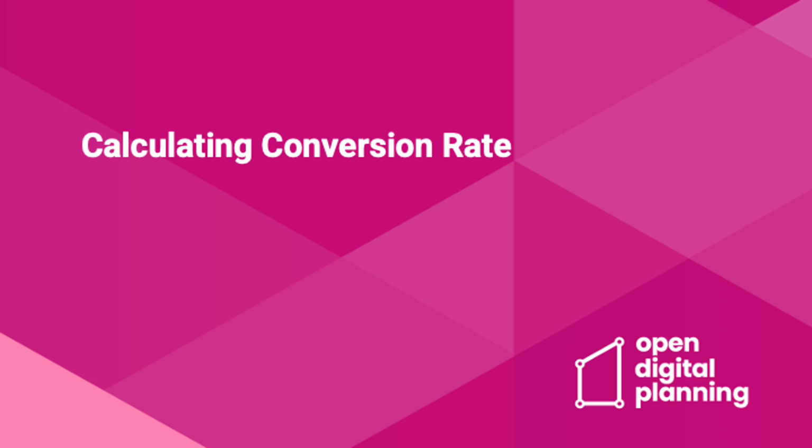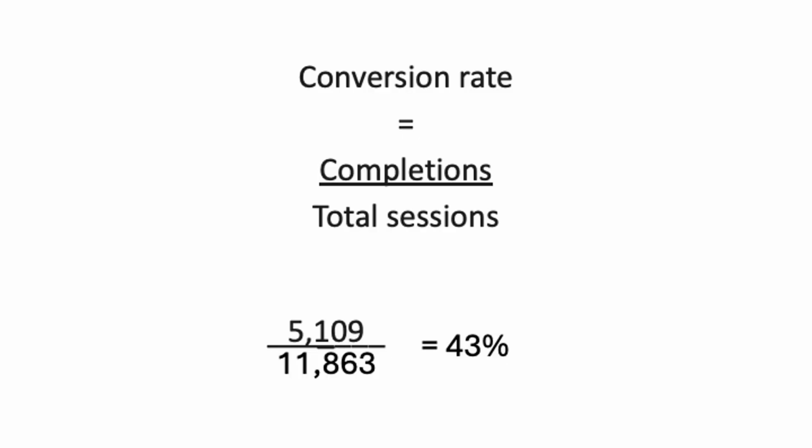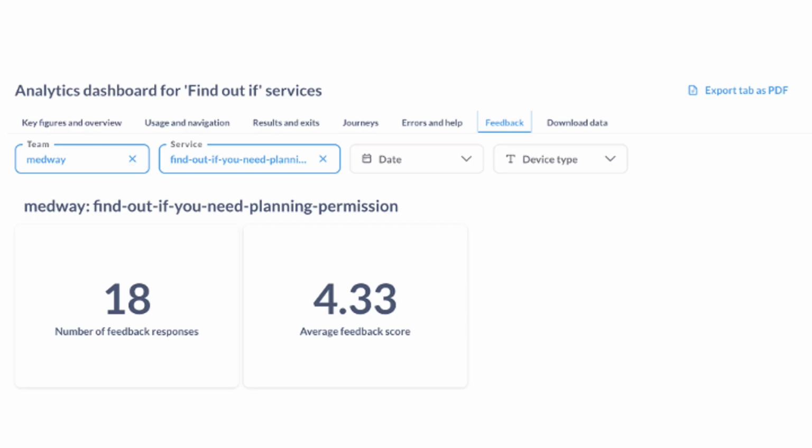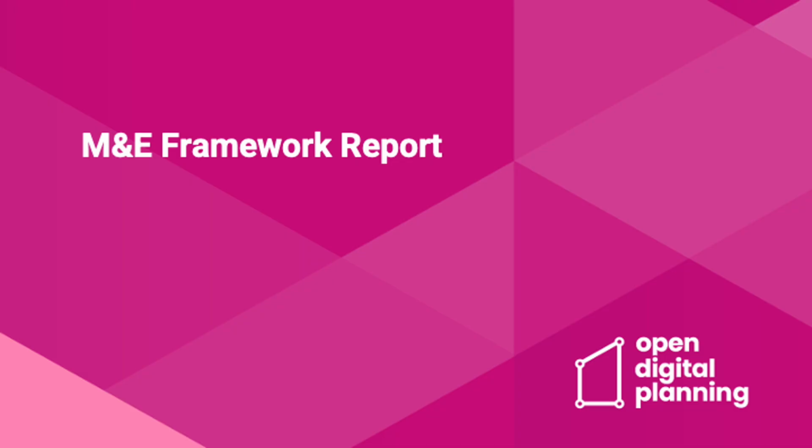So what about calculating conversion rate? Well, it's a straightforward calculation. It's the number of completions divided by the total sessions. And taking the numbers from the dashboard example we've just looked at, that comes to 43%. When users reach the end of the service, we ask them if they would score the service for us between 1 and 5, and give us any feedback. And you'll find that score data on the feedback tab. Although typically the response rate is low, it does give us some indication of how users rate the service.